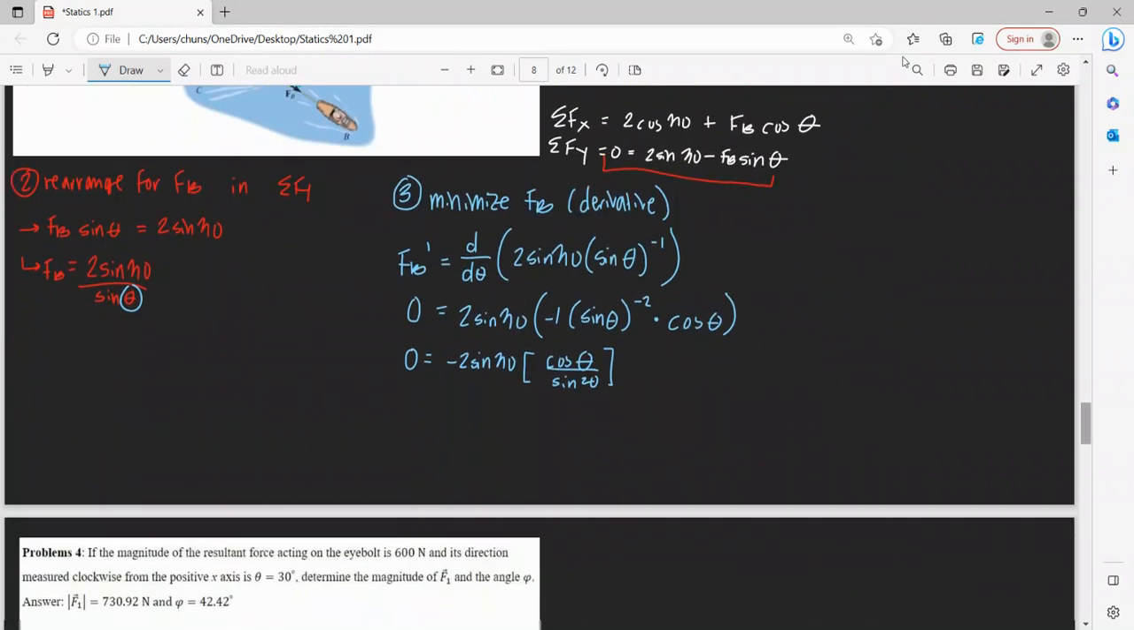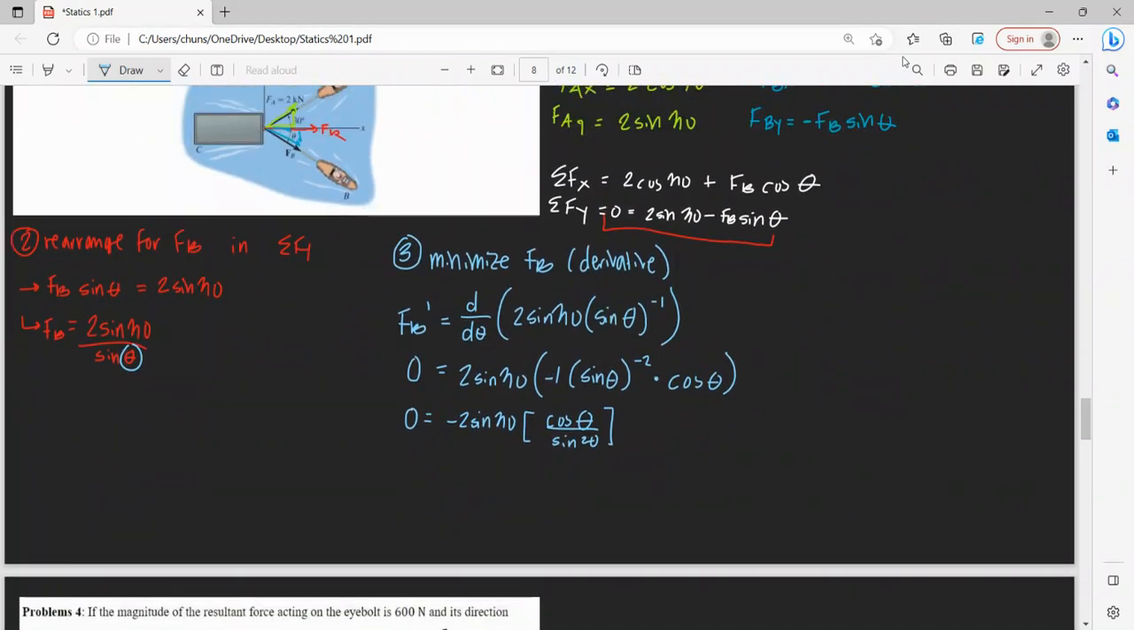Right, so then looking at this, we can move some of these terms over. So when we multiply this to move over, that still is 0, so that's 0 equals negative 2 sine 30 cos theta. And when we take this term and divide it to the other side, then that also turns into 0. So then we have 0 equals cos theta, which means theta is equal to 90 degrees.